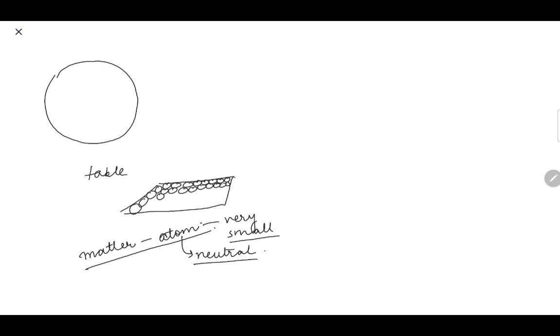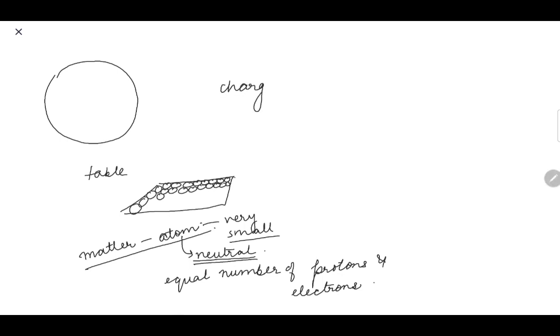And why is that so? Because every neutral atom consists of an equal number of protons and electrons. And what is the charge of one electron? The charge of one electron is 1.602 into 10 raised to the minus 19 coulomb. This is the exact value of the charge of an electron.